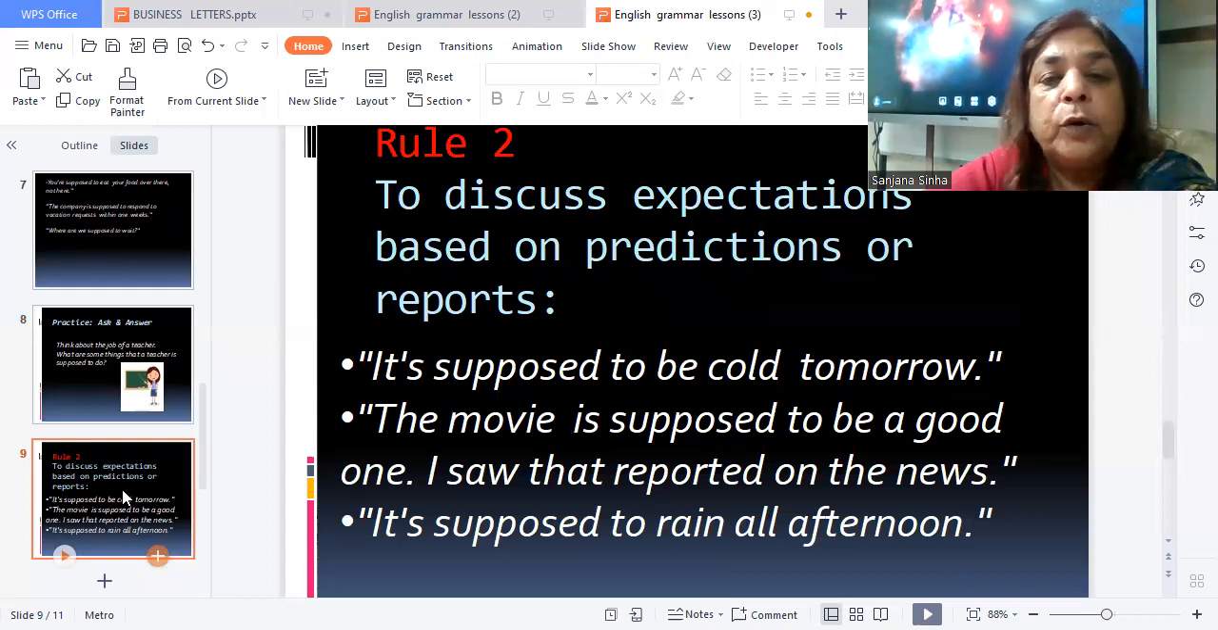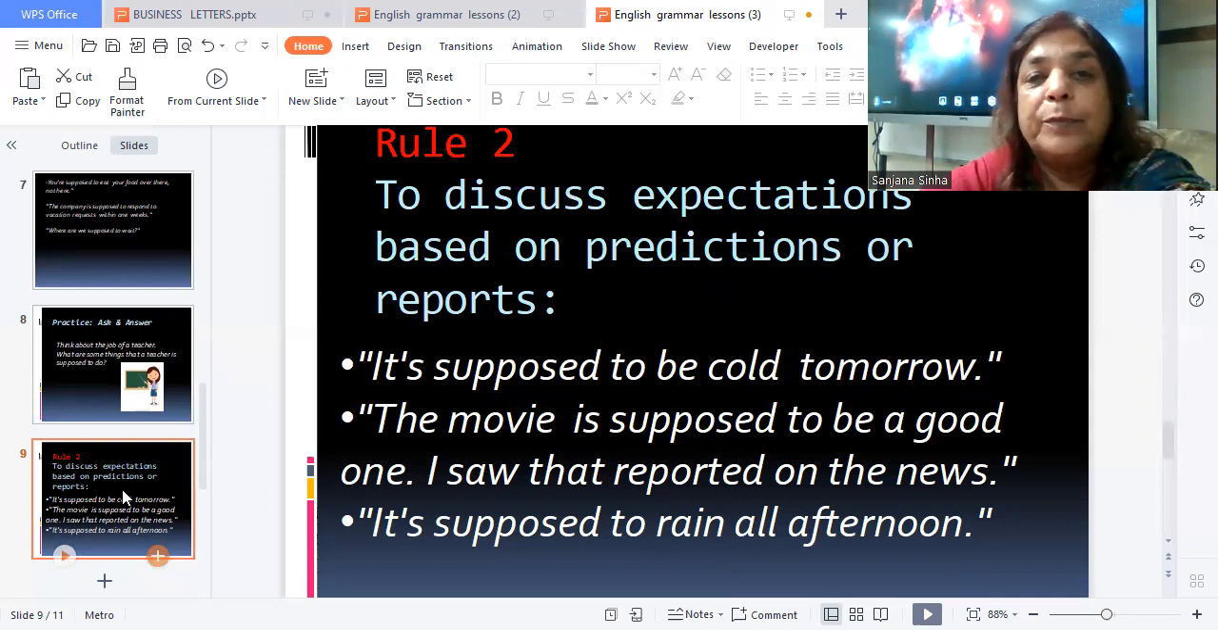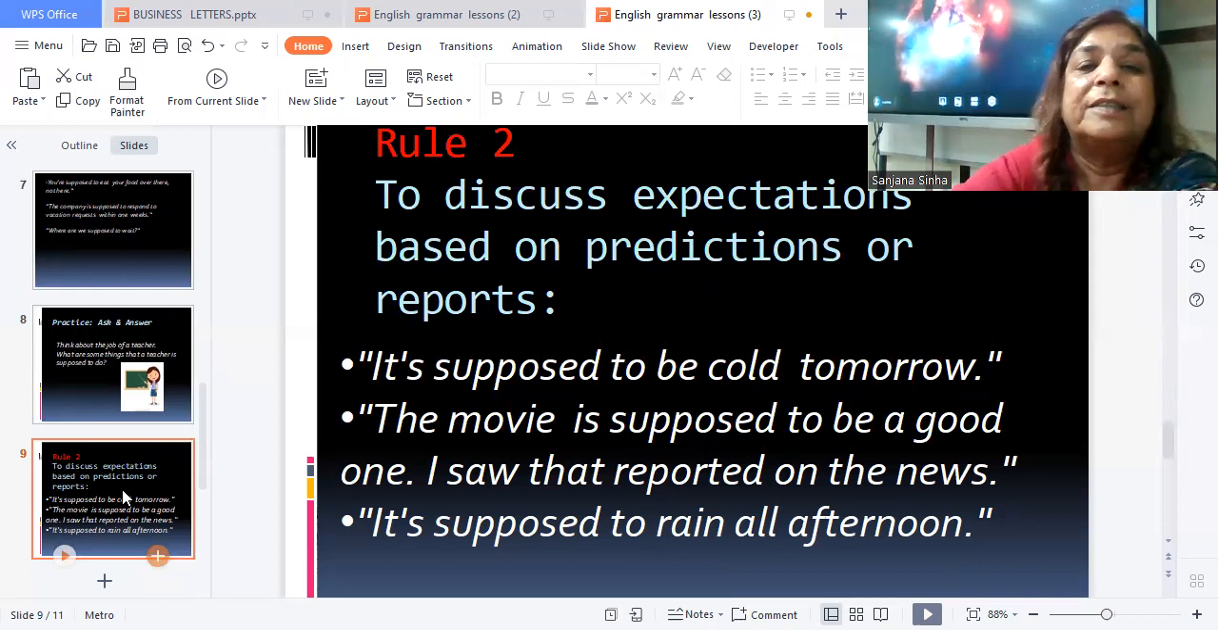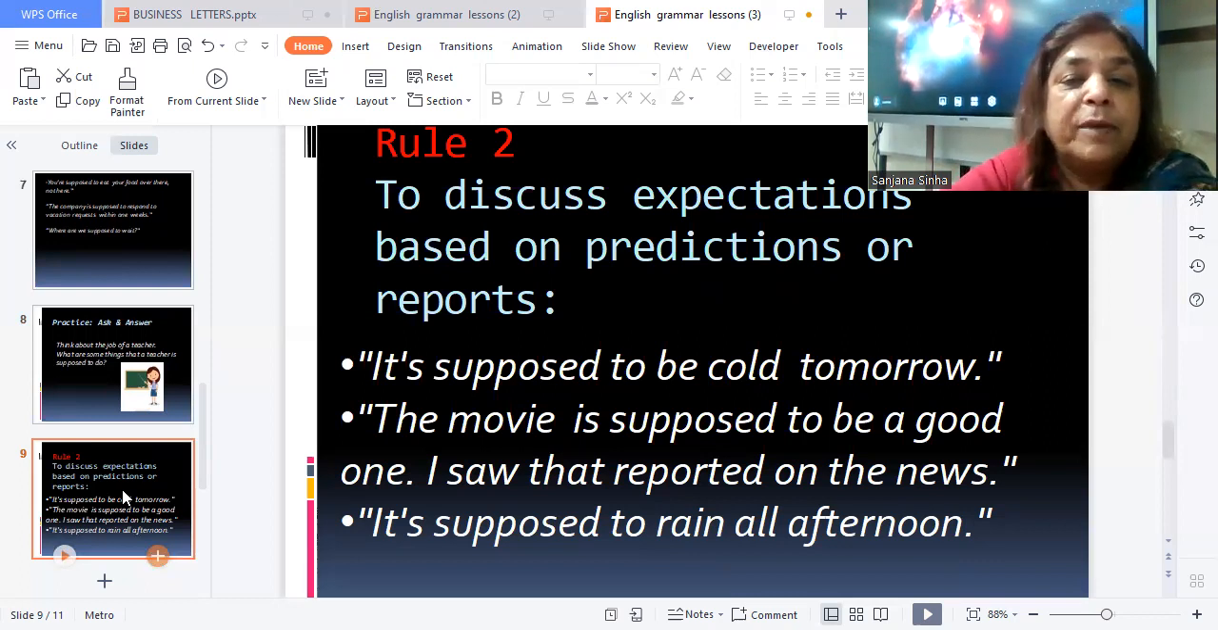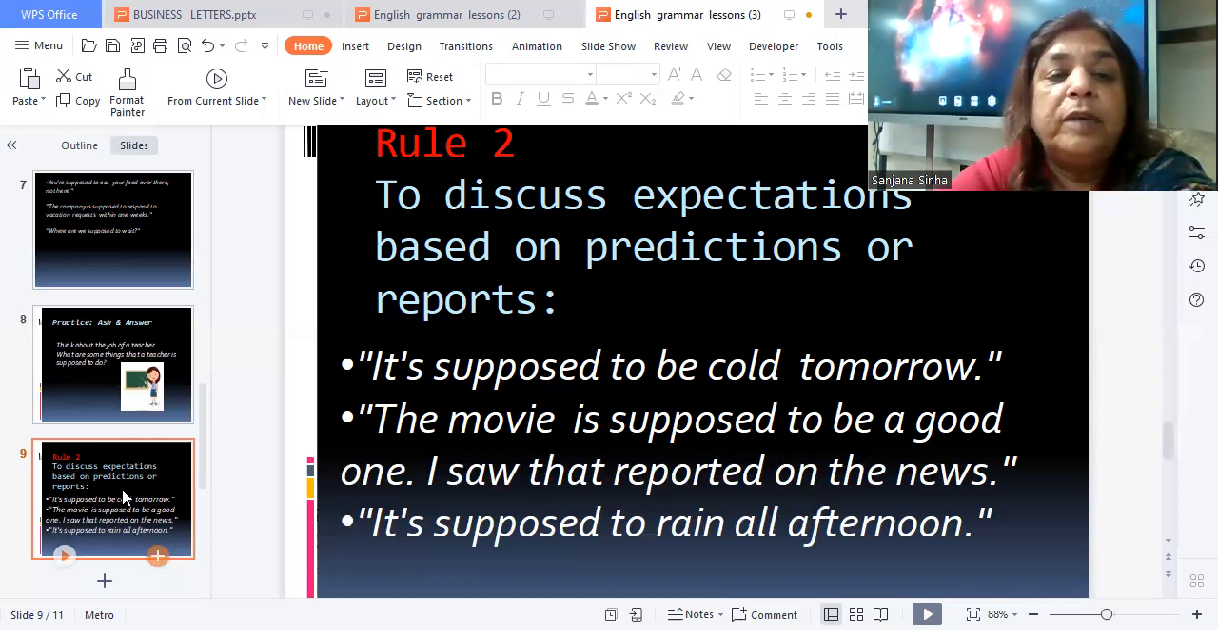It is supposed to be cold tomorrow. So the weather report says that it is supposed to be cold tomorrow. So if you're going out, take your warm clothes with you. The movie is supposed to be a good one. It means you have read a report or a review. So the movie is supposed to be a good one based on somebody's report, or you have heard somewhere that this is a good movie.